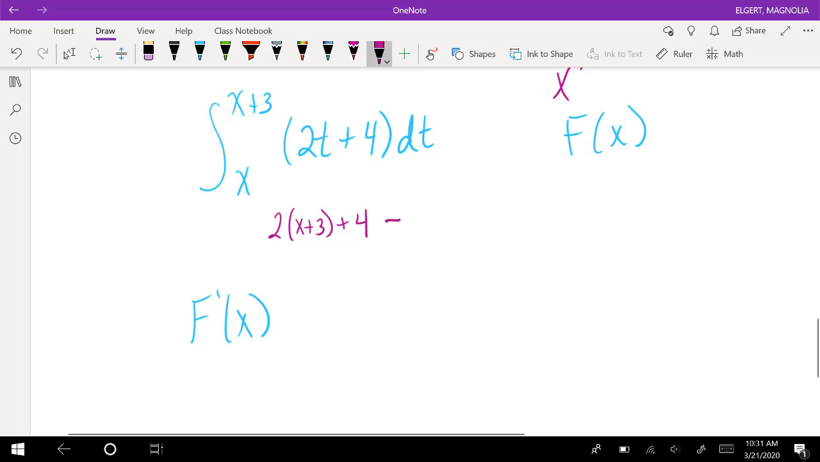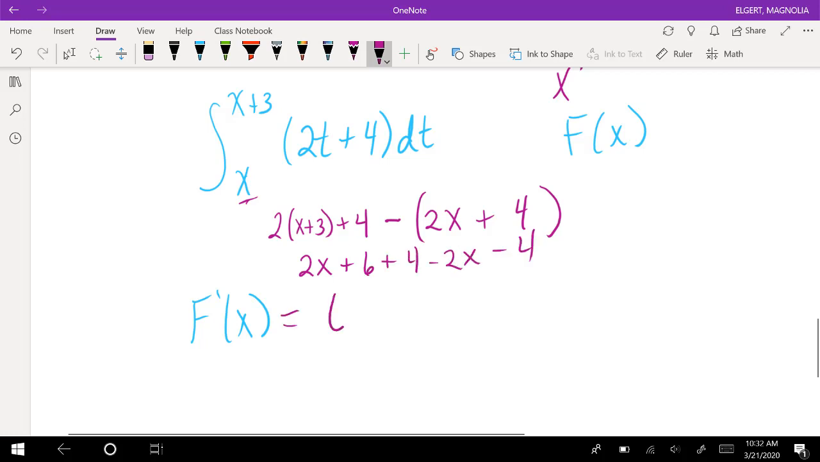And then we're going to subtract. We're going to put in x, our bottom boundary, 2 times x plus 4. What is the derivative of x? Its derivative is 1, so you don't have to multiply by anything. If you simplify this, you get 2x plus 6 plus 4 minus 2x minus 4. Your answer is just 6. That's it. So that's a quick version of the second fundamental theorem.